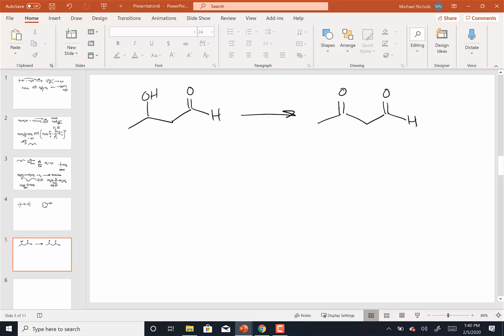So what reagent could I use for that transformation? Anybody have any ideas? I'm not going to humiliate you. Julia? H plus H2O. No. But that's a place to start. Do you like trying to form a double bond and then there'd be an enol with one ketone? That's an interesting way to approach it, but I don't think that'll work either.